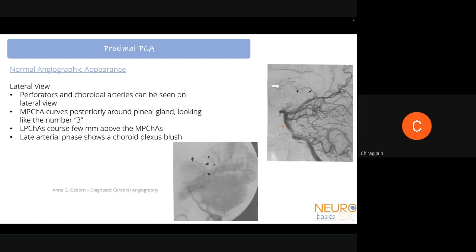In the lateral view, we can also very clearly see perforators and choroidal arteries. These are some of the perforators directly arising from the basilar bifurcation and PCA, usually the thalamoperforating arteries. You can also see both the medial posterior choroidal artery and the lateral posterior choroidal artery. The medial posterior choroidal artery, because of all its multiple bends, one bend to enter the third ventricle roof and then another bend to wrap around the foramen of Monro, ends up looking like a 3 shape. If you wait for a delayed capillary phase, you can also make out the choroid plexus being supplied by the posterior choroidal arteries.